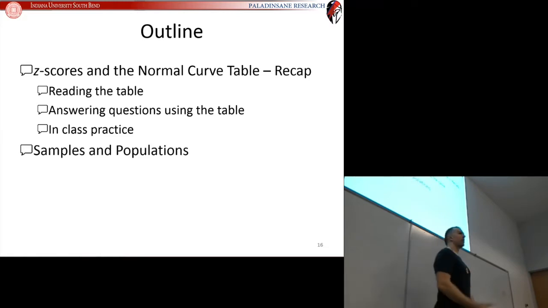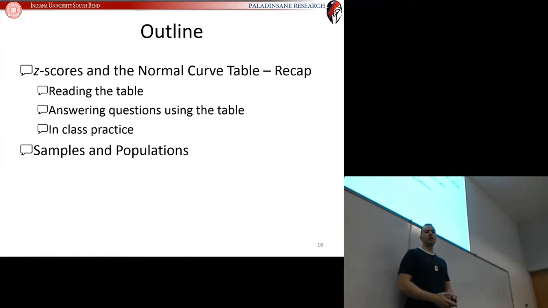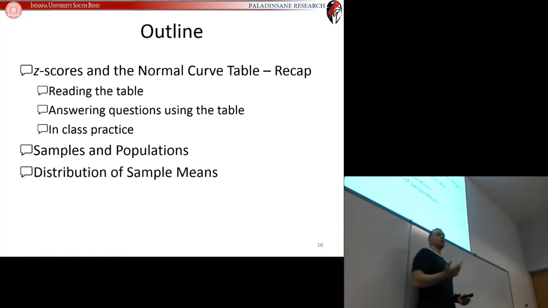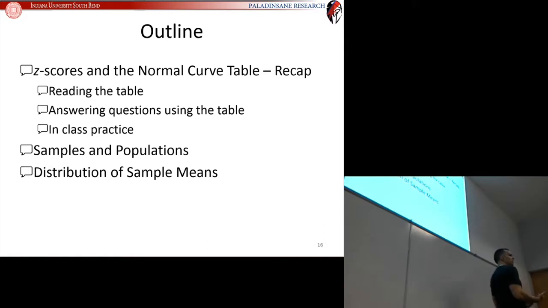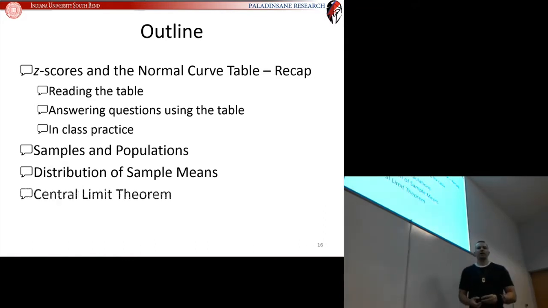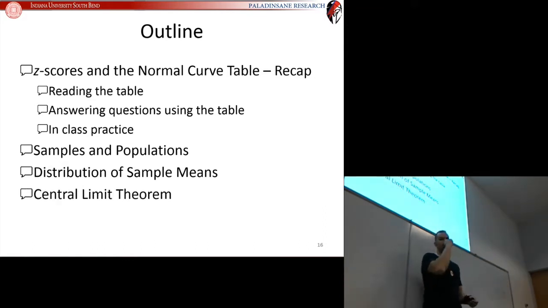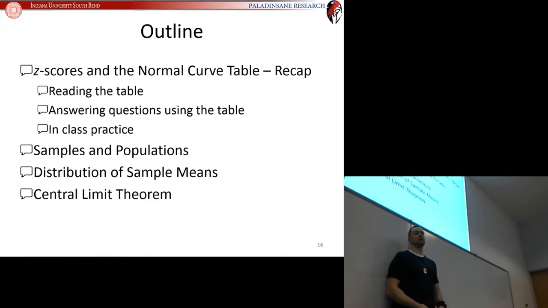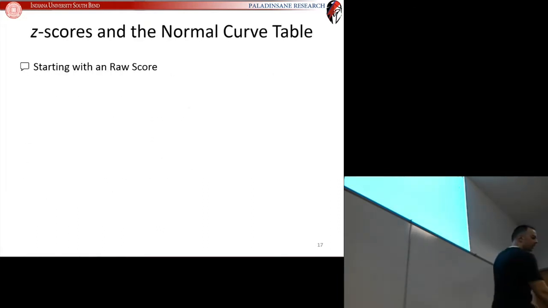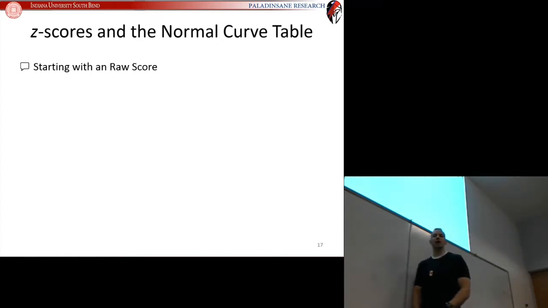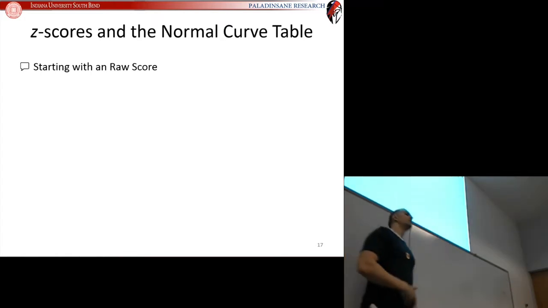And then we're going to wrap it up with a look at samples and populations, be very clear about the difference between samples and populations and what that means. We're going to take a look at the distribution of sample means, and then wrap it all up, hopefully if we've got time, with a look at the central limit theorem, which is the magical thing that allows inferential statistics to operate.